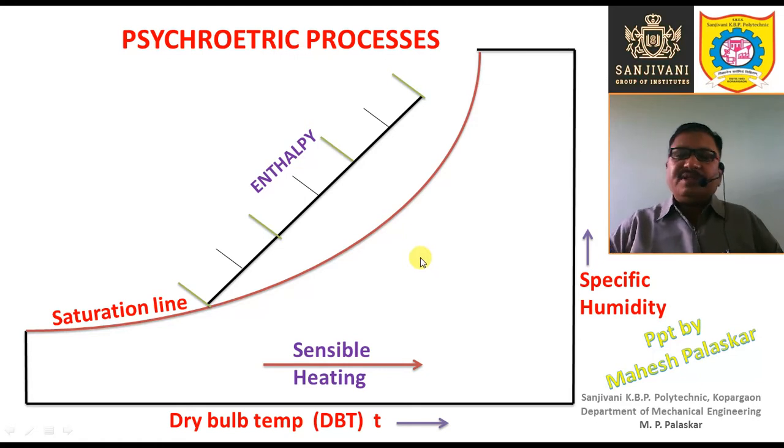In the sensible heating process, the dry bulb temperature increases. But at the same time, the wet bulb temperature is also increased. Enthalpy is also increased. But the specific humidity remains constant. Specific humidity, or the humidity ratio, remains constant because the specific humidity is plotted on the vertical axis, and since this line is horizontal, there is no change in the specific humidity. The only thing that changes directly is the dry bulb temperature.